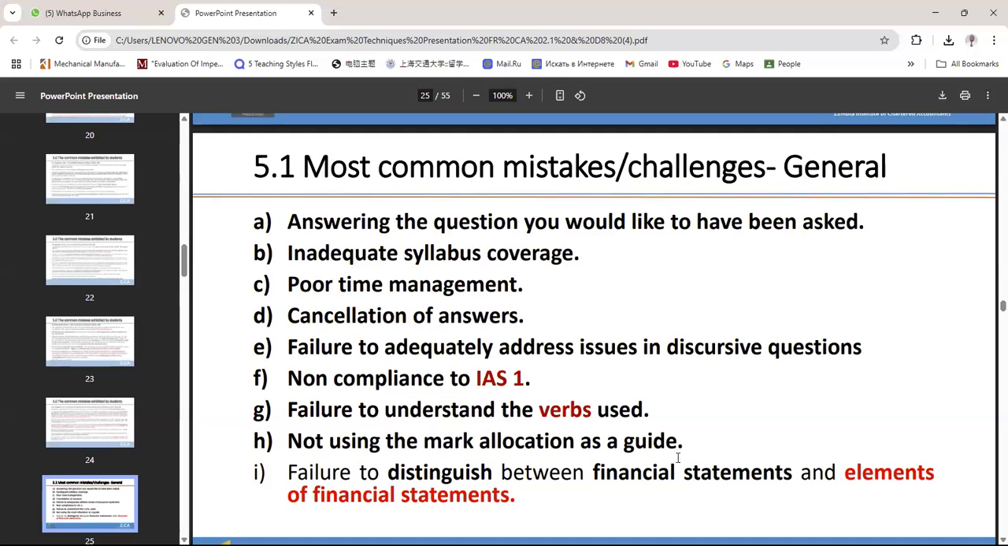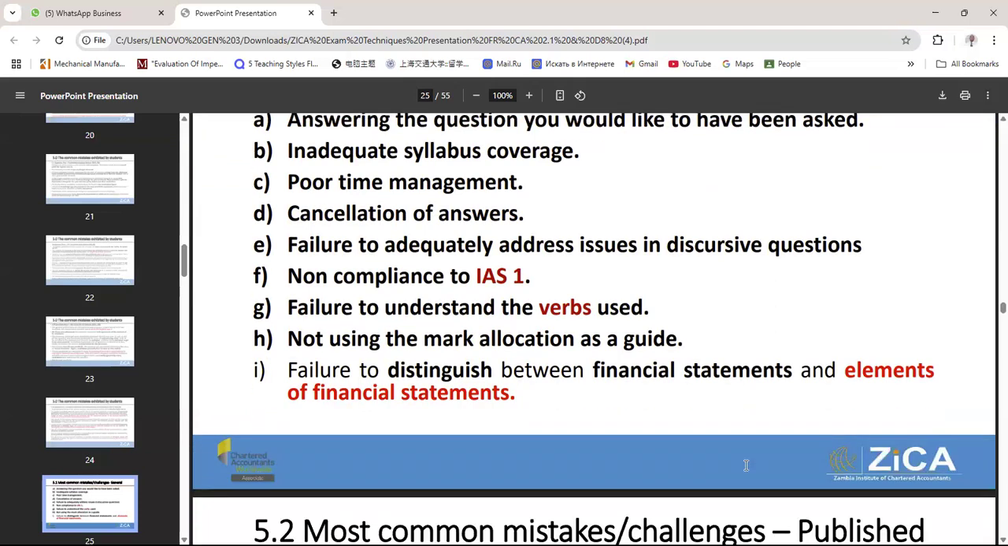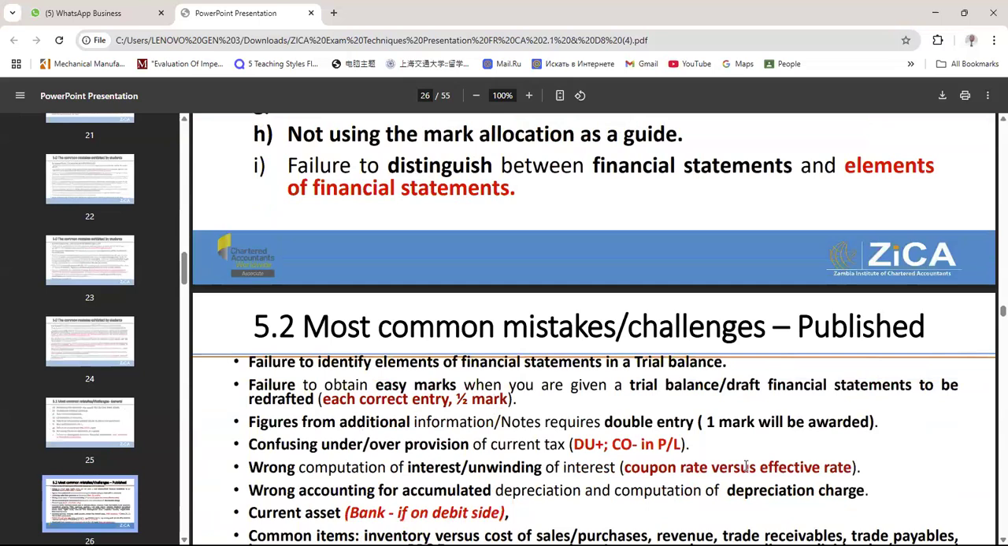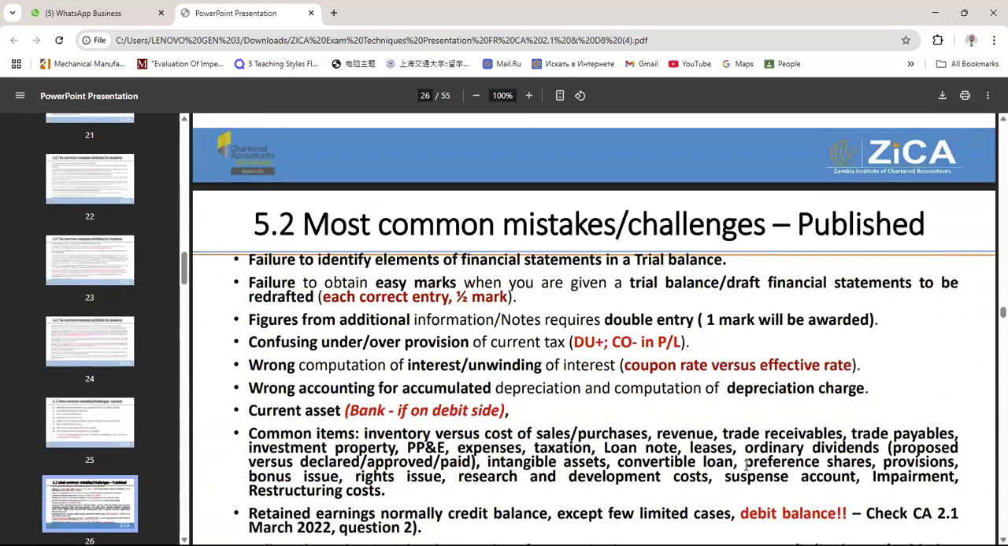Then failure to distinguish between financial statements and elements. Financial statements, the problem is we memorize. We don't want to understand. When we say financial statements, these are reports like the statement of financial position, statement of cash flows, statement of changes in equity. Now, when you say elements, these are items which you find in the financial statements, like assets, liabilities, income, and expenses. Kindly ensure that you know the difference between financial statements and the elements.